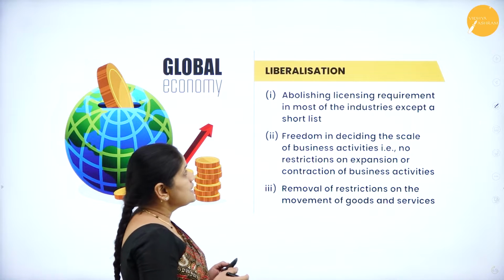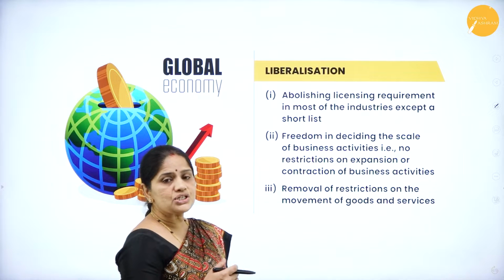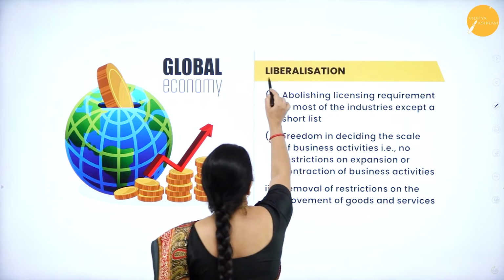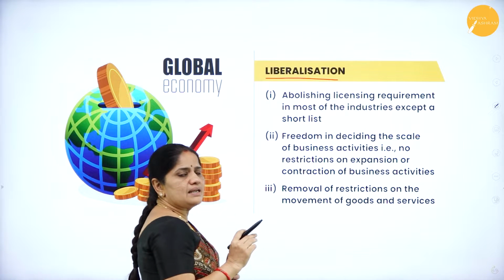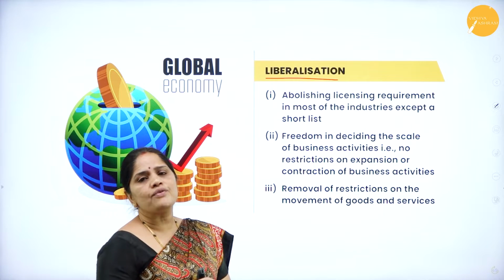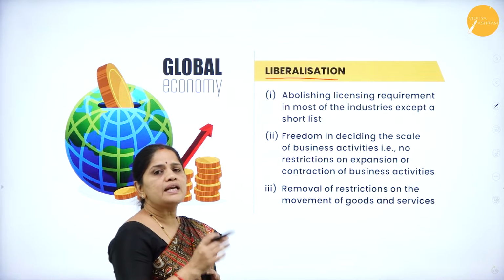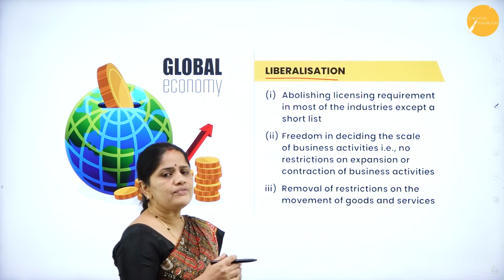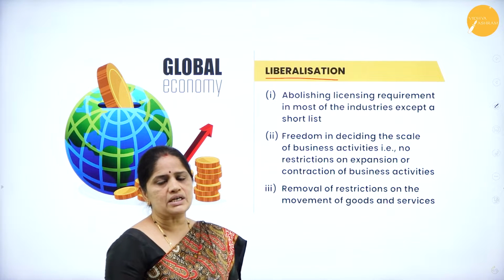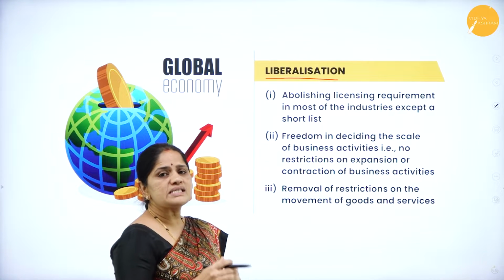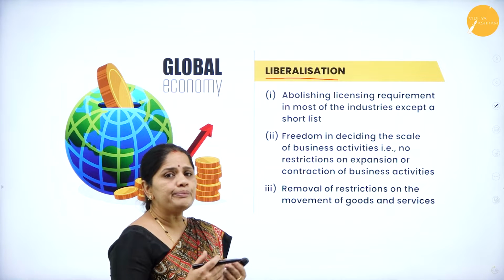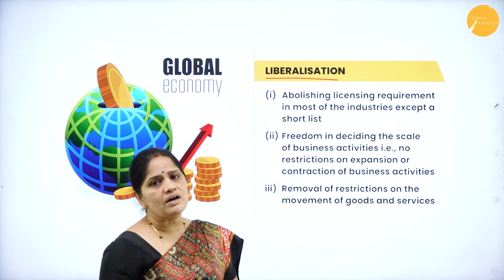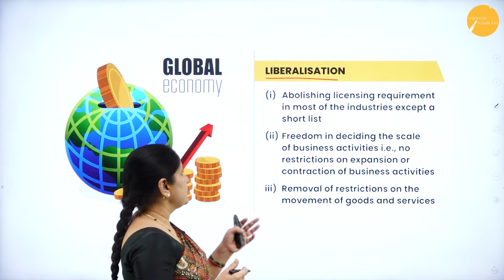Now, the first impact of the industrial policy was liberalization. What is the meaning of liberalization? It is nothing but freedom. Freedom from what? Freedom from controls, freedom from governmental interference. In other words, you are giving freedom to the industrial sector, to the business fraternity, to do business. So, what are the features of liberalization?